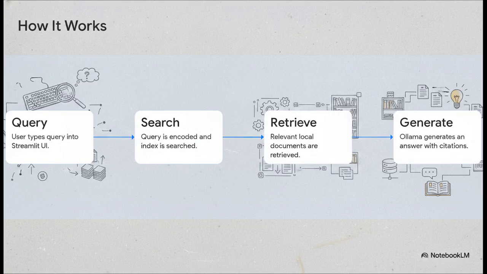So what's it like when you actually use it? Well, Step 1, you type a query into the Streamlit UI. Step 2, your query is encoded and the FAISS index is searched instantly. Step 3, the relevant local document sections are retrieved. And Step 4, Ollama generates an answer with citations. When you ask a question, the system instantly matches your words to your private files, generating a highly accurate answer, complete with local document citations. It literally tells you exactly which specific local file it used to come up with the response.